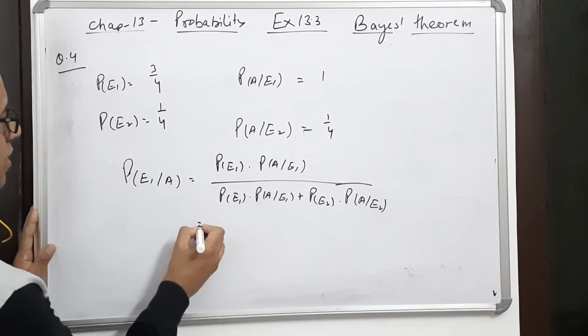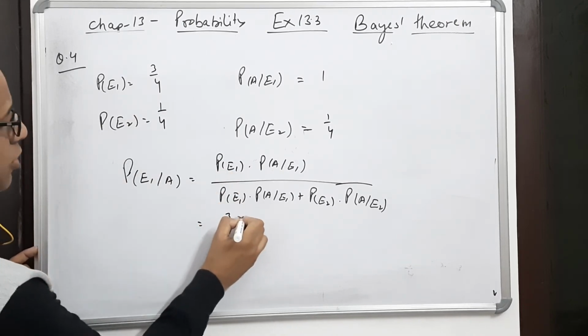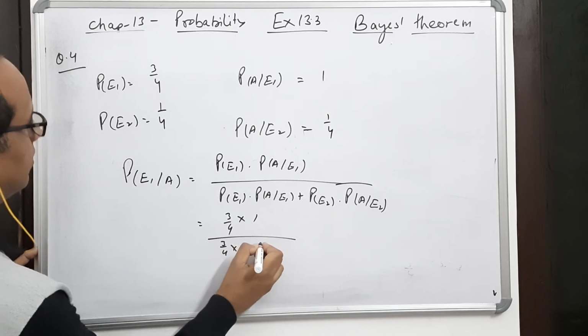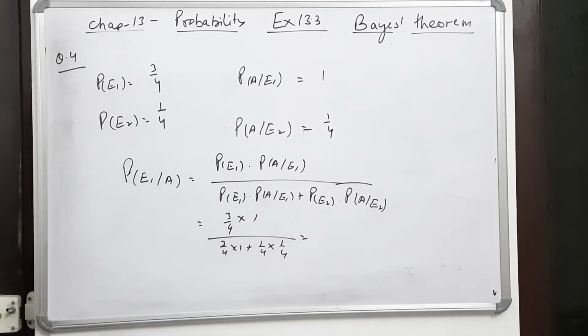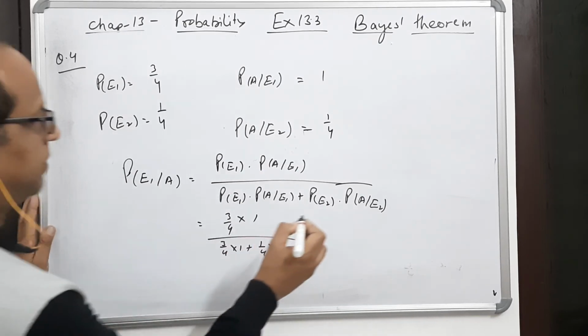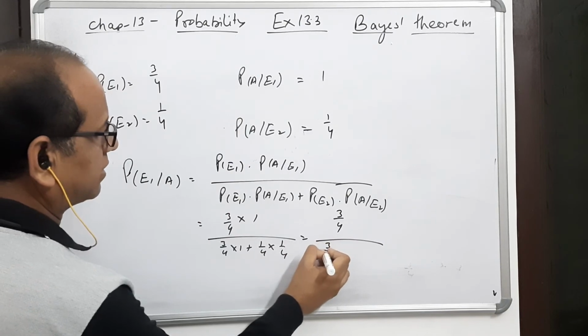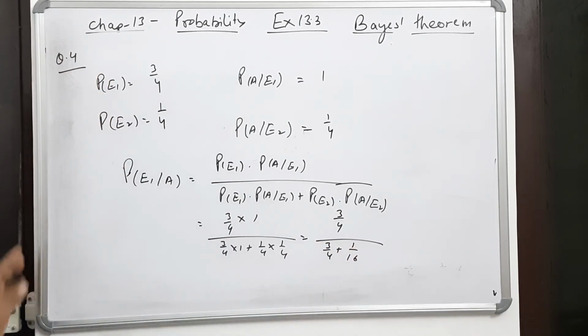Now the probability is 3/4 into 1 upon 3/4 into 1 and 1/4 into 1/4. Please see this now. This is the final step and the important step. The numerator will be definitely 3 by 4. The denominator is 3/4 plus 1/16.